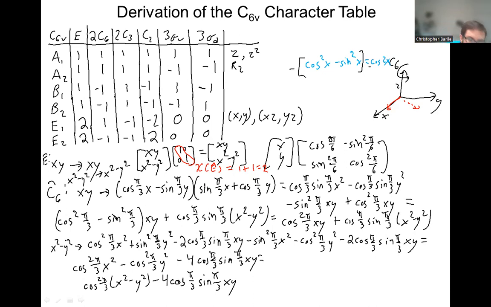So again, we figured out now that x squared minus y squared goes to a linear combination of x squared minus y squared and xy. That's what we expect. We did the math right. Why don't we do a C6 operation?